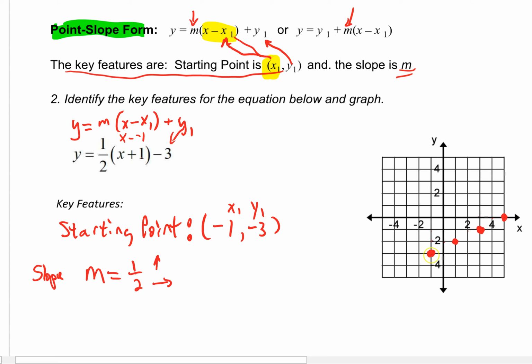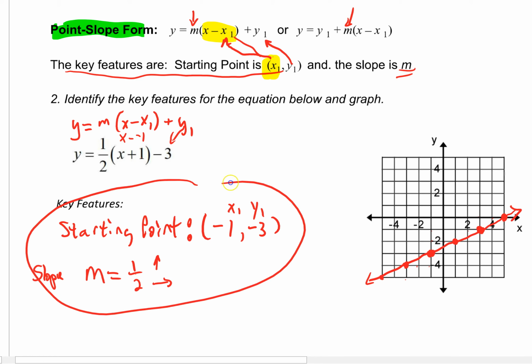We also could have gone down 1 and have gone 2 steps to the left. Could do that right over here just as well. But you could get a line graphed in a hurry. Now again, on your Google Doc for your assignment, you're just going to be asked to name the starting point and to name the slope.